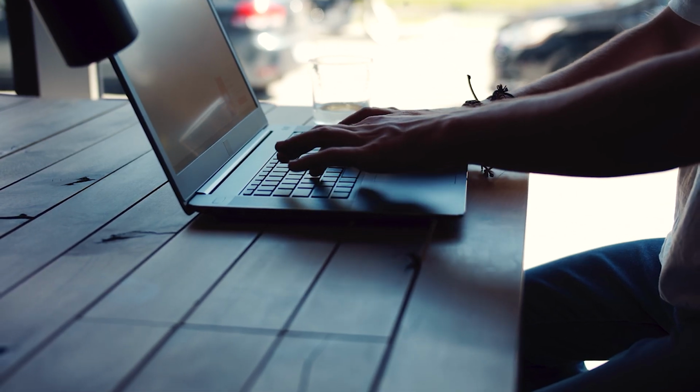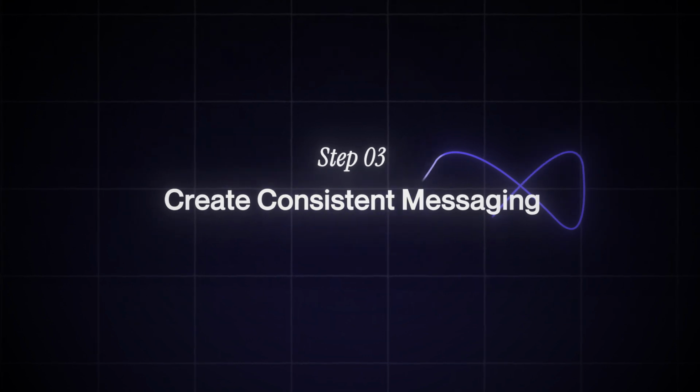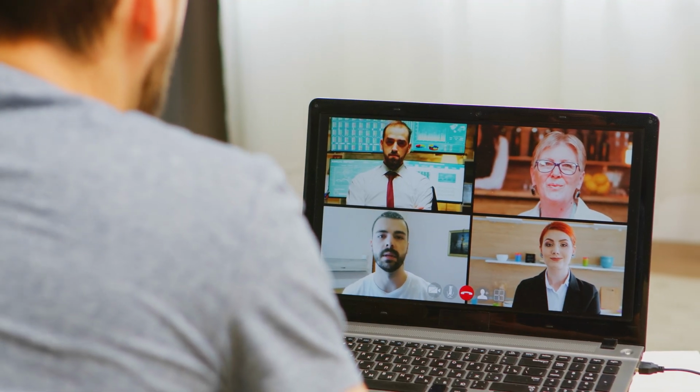Focus on where your customers spend most of their time. For example, if your target audience is younger, you might prioritize Instagram or TikTok and YouTube. If they are professionals, say, LinkedIn and email marketing might be more effective for them. Step 3, create consistent messaging. Ensure that your brand's voice, visuals, and messages are uniform across all the platforms. This creates a seamless experience that builds trust and recognition.